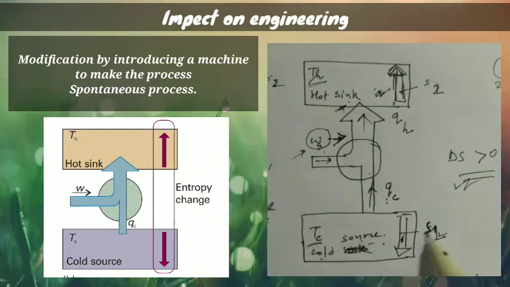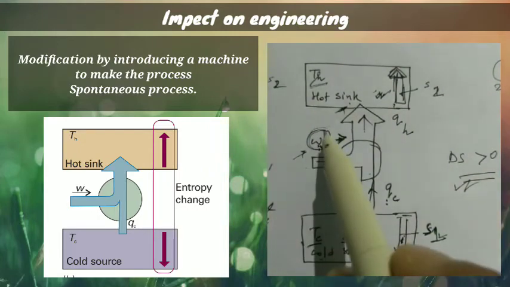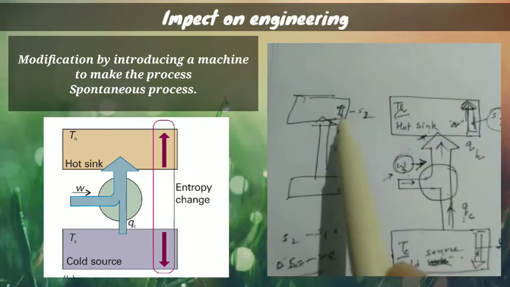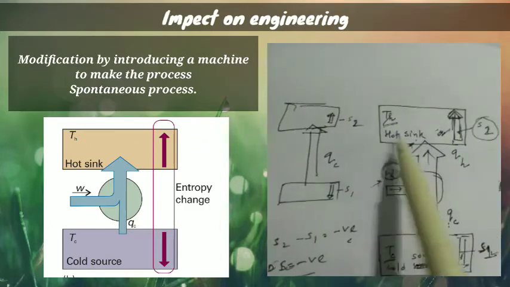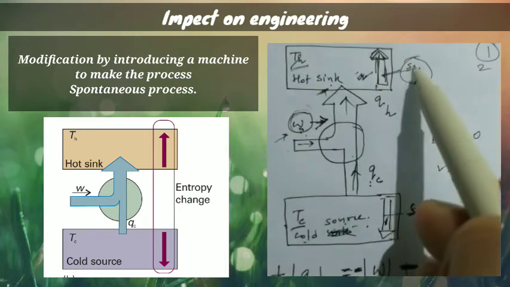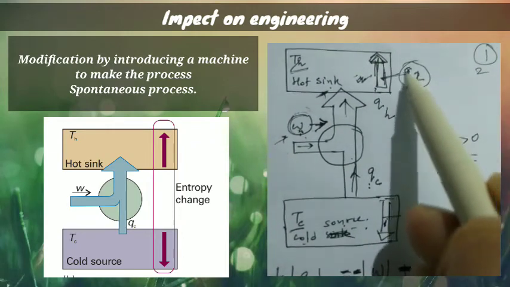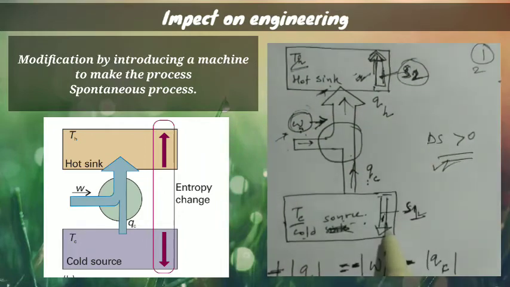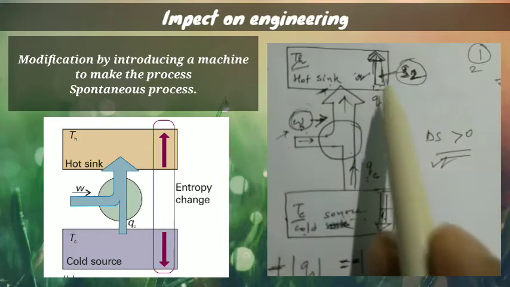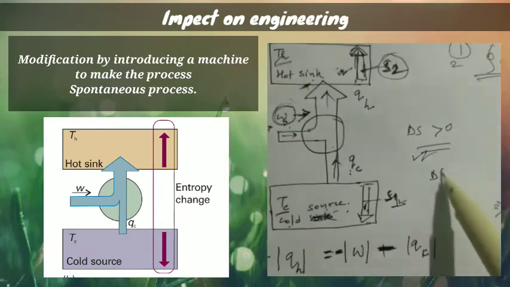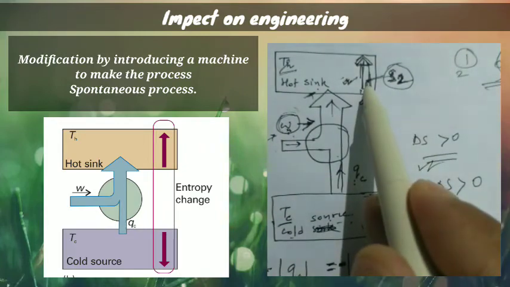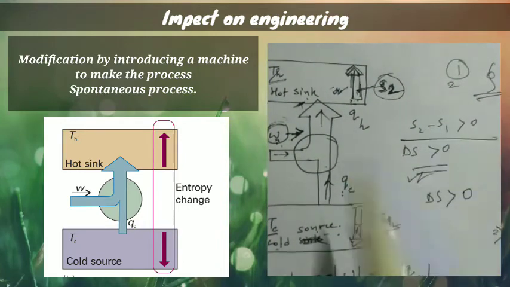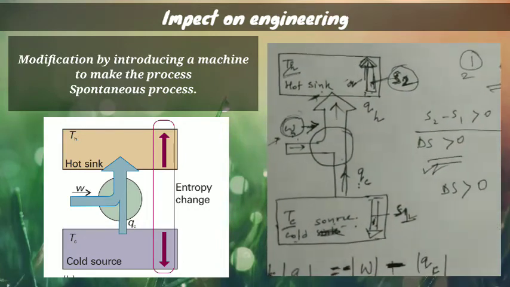So that means by introducing this extra heat, the work energy, we are just trying to increase the amount of entropy of the hot sink by some amount, in such a way that this will cancel out this one. That means this will become equal to or more than this one. Okay, then if the entropy of this one is higher than this one, that means S2 minus S1 is higher than 0. Understand? So that means the process is going to be spontaneous.